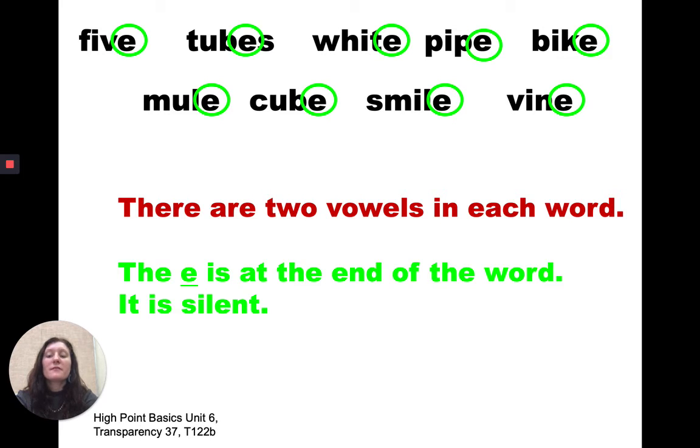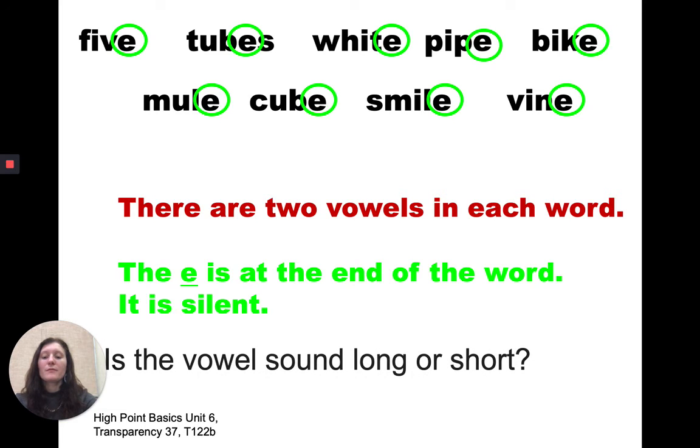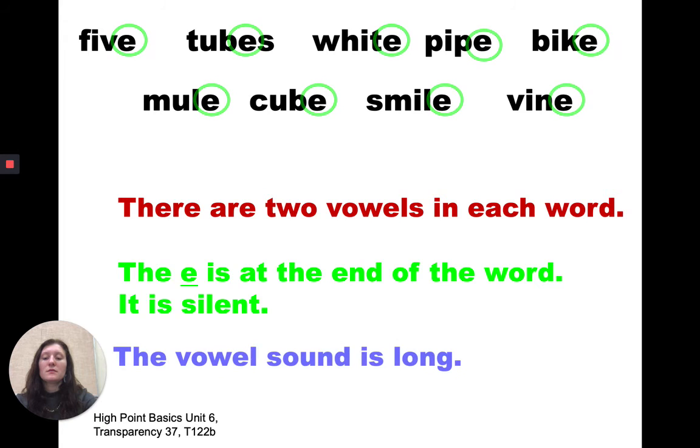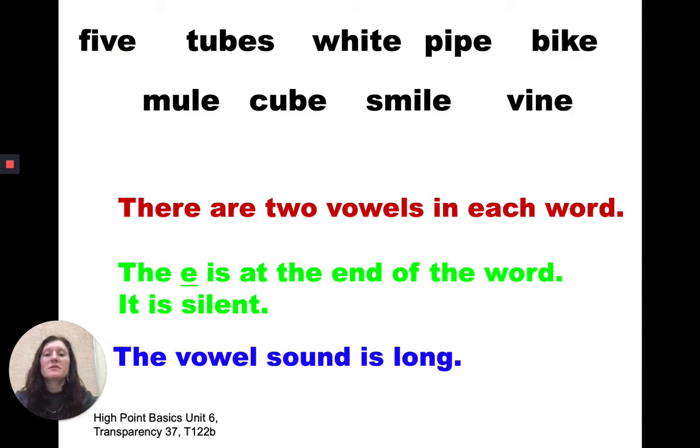So such as in five, when we say the word five, do we really hear the E at the end? Not really. How about in the word bike? Don't really hear that E at the end either. So all of these words, since the E is at the end, it is silent. And then, is the vowel sound long or short? So we know that the vowel sound is going to be long in these words because they end in E.